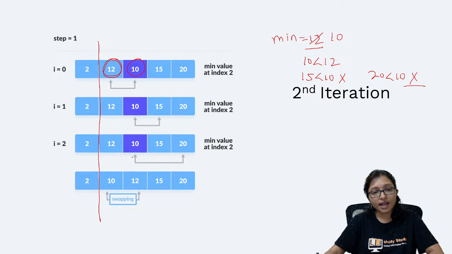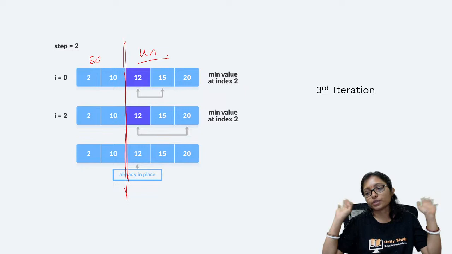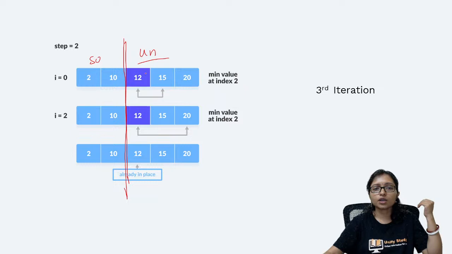Finally, you are doing the swapping between this 10 and 12. After swapping, ultimately this part is shorted now. This part is shorted, this part is unshorted. Same way we will do it. Simple one. Clear? Same way we will continue again with the 12.